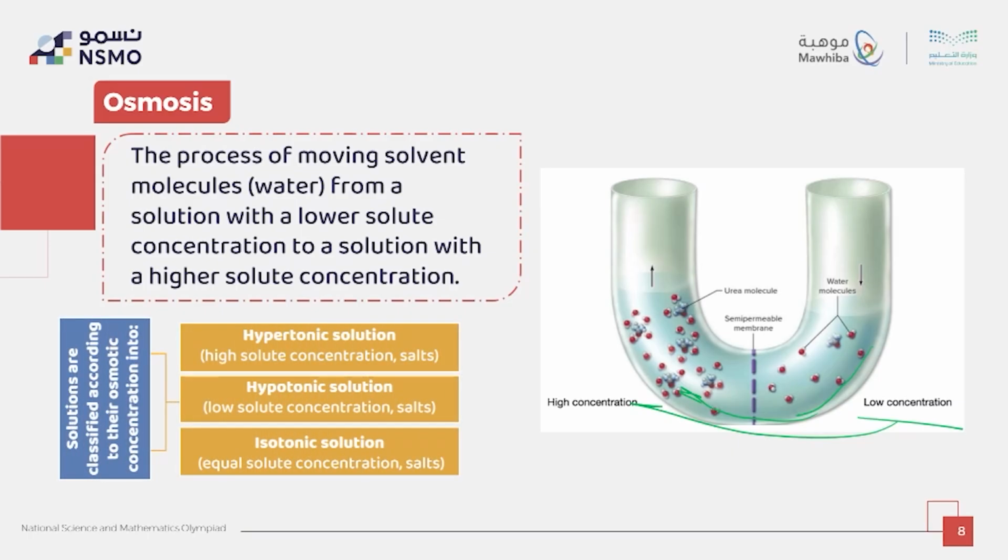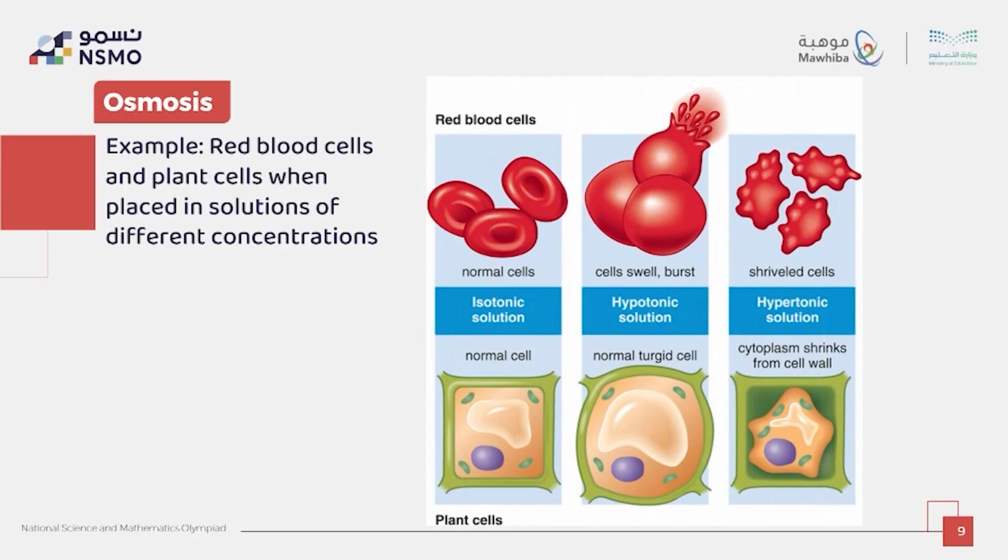Solutions are classified according to their osmotic concentration into three categories. Hypertonic, well, it is high solute concentration. Hypotonic, it's low solute concentration. Isotonic solution, it's equal solute concentration. The most obvious examples of osmosis are red blood cells and plant cells.